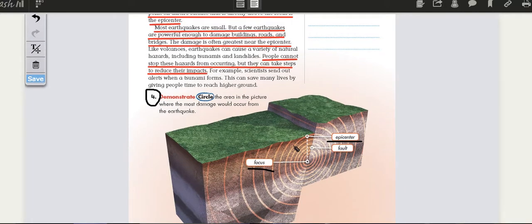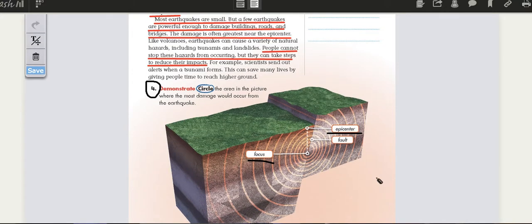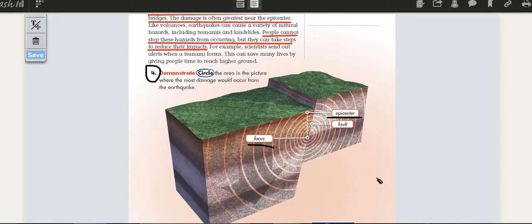Most earthquakes are small and cannot be felt, but a few earthquakes are powerful enough to damage buildings, roads, and bridges. And this damage is often, as I said, greatest near the epicenter. People cannot stop these hazards that are caused by earthquakes, but they can take steps to reduce their impacts. Because scientists send out alerts when a tsunami forms, for example, this can save many lives by giving people time to reach higher ground. So let me sum everything up.